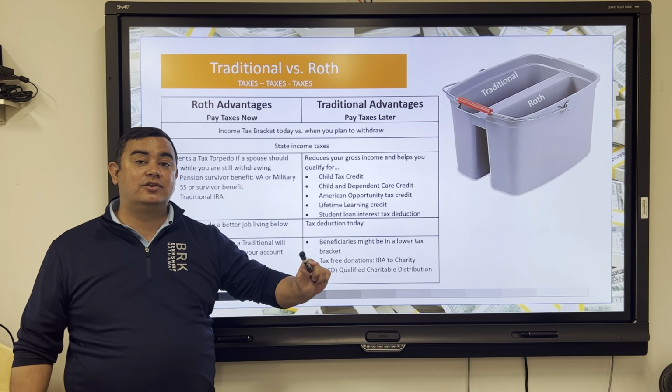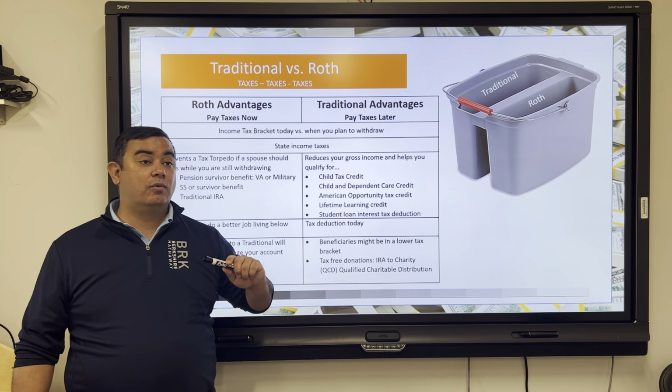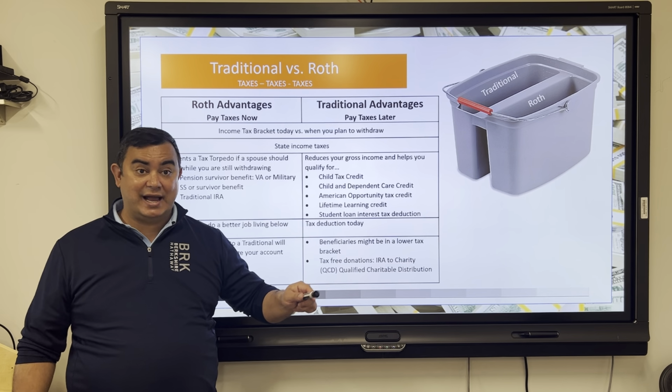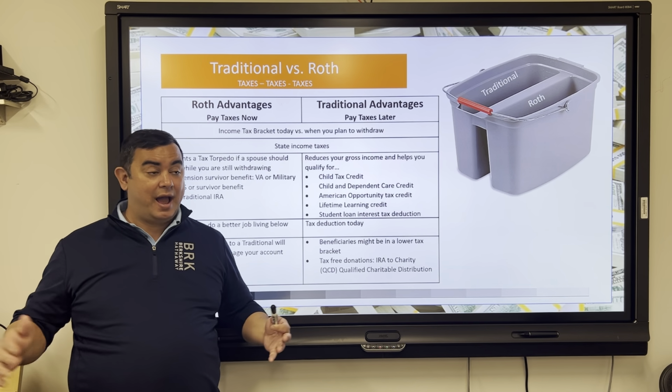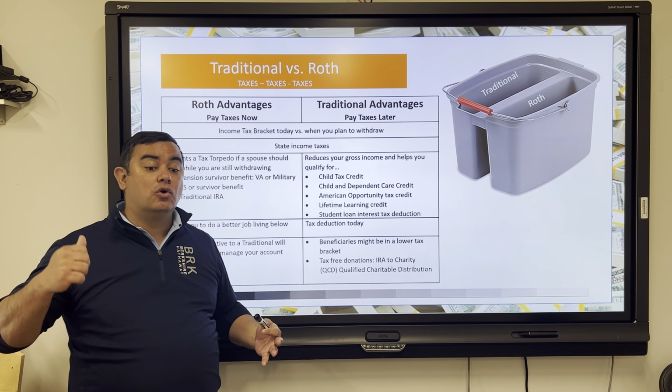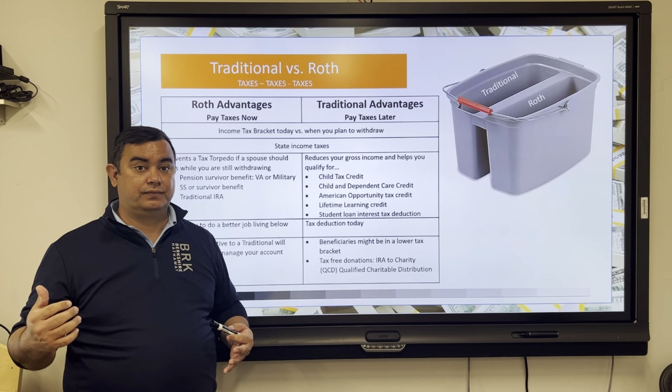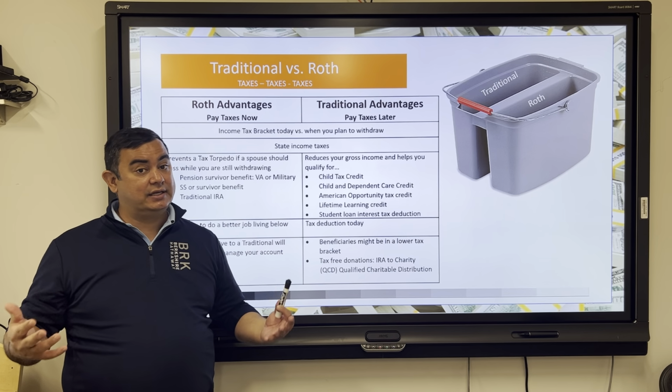I will not pay those state income taxes. And I will not pay federal income taxes again, because on the Roth side of the bucket, I've already paid that. I paid those taxes when I put the money in the bucket. Okay? So let's say it's opposite.